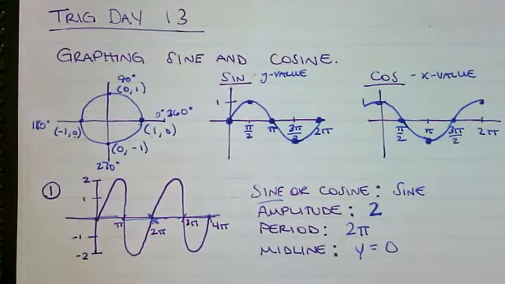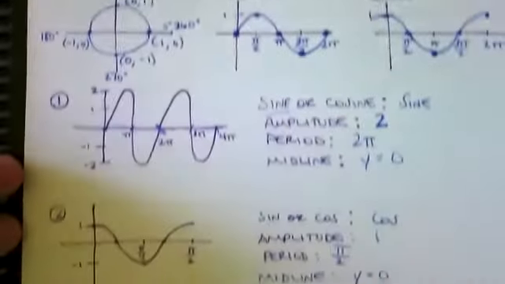Hey guys, this is going to be Trig Day 13. So I'm using the same notes that we used for Trig Day 11 because we're going to be taking the information that we learned on Trig Day 11 and Trig Day 12, and we're kind of combining them together. So what we're going to be doing today is taking this graph and writing an equation. So kind of combining taking the graph and the equation, finding the information, and now we're working backwards, and we're going to actually find the equation.